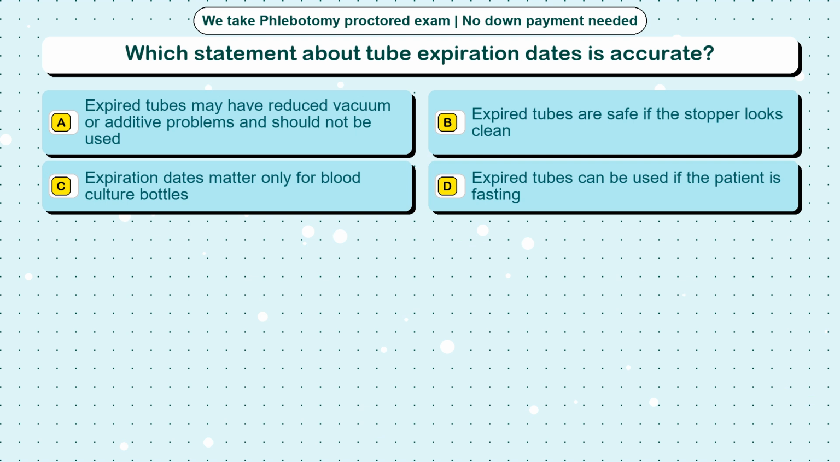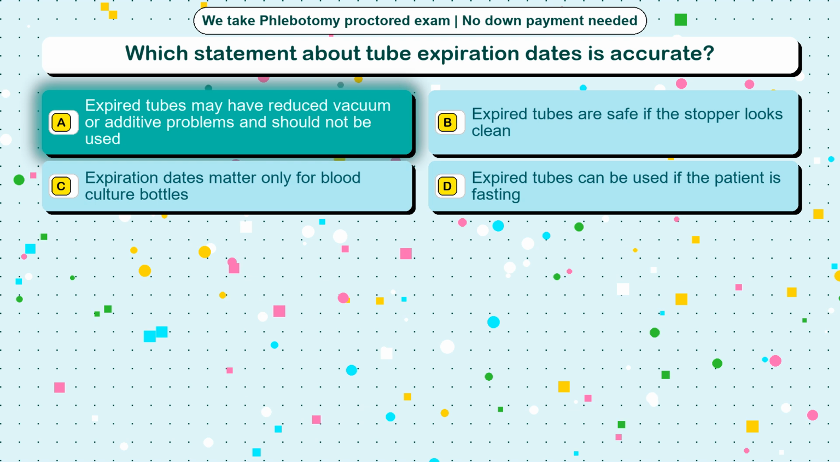Question 88. Which statement about tube expiration dates is accurate? Option A. Expired tubes may have reduced vacuum or additive problems and should not be used. Option B. Expired tubes are safe if the stopper looks clean. Option C. Expiration dates matter only for blood culture bottles. Option D. Expired tubes can be used if the patient is fasting. The correct answer is option A.